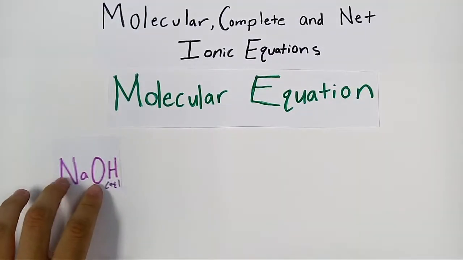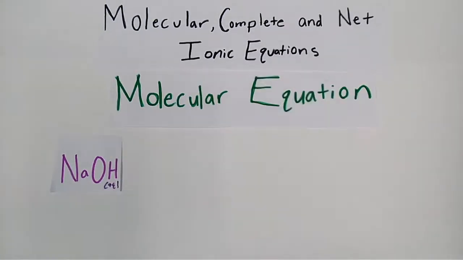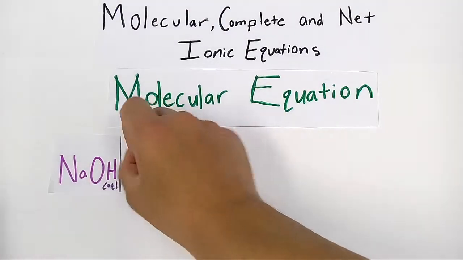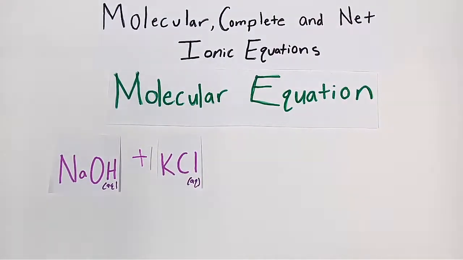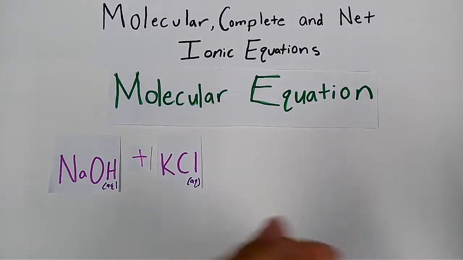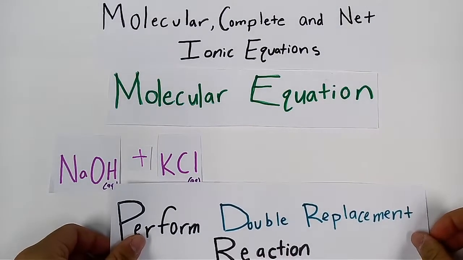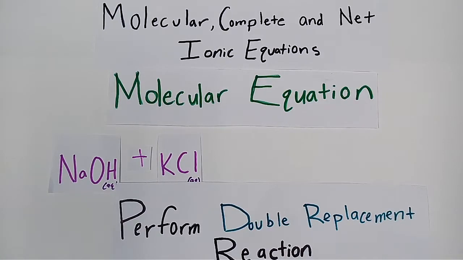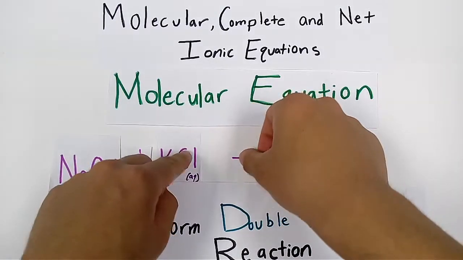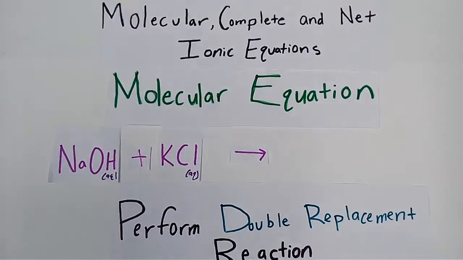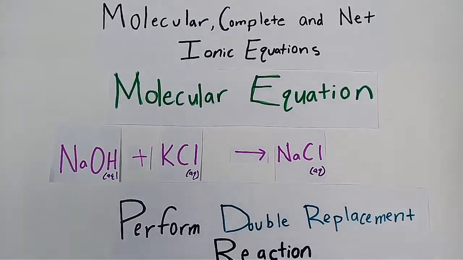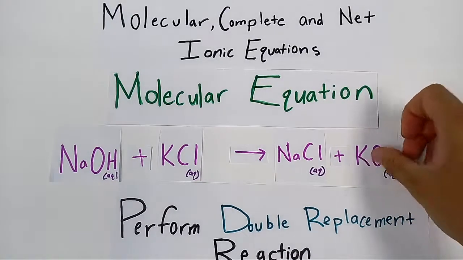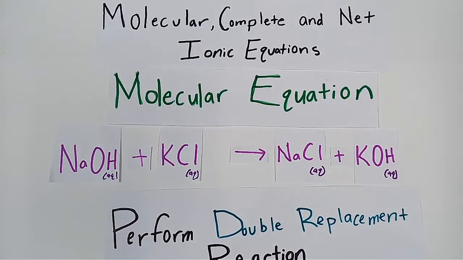For example, you've got sodium hydroxide plus potassium chloride, which will perform a double replacement reaction, and this will yield sodium chloride and potassium hydroxide. And this is a molecular equation.